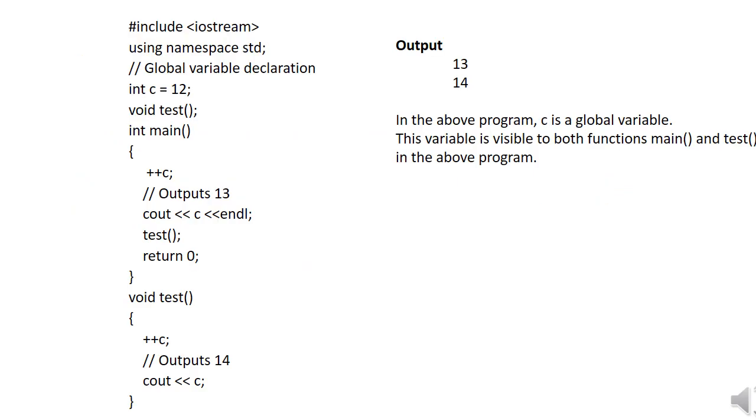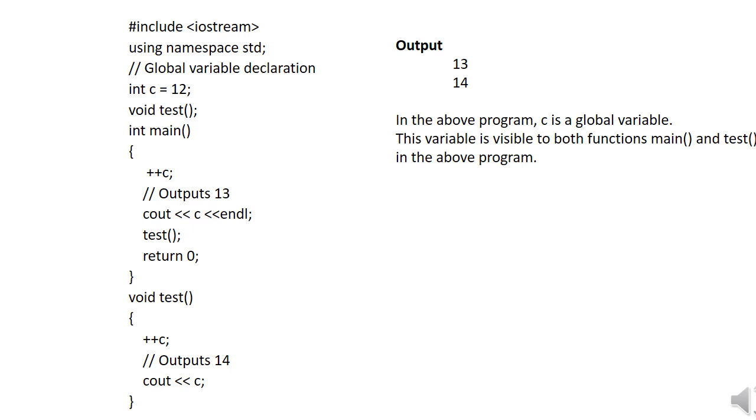This example will give you a clear idea about how a global variable works. Here I defined a variable C in the beginning of the program with a value 12. Then I started the main function. Inside the main function I incremented the value of C, so the value of C became 13. Then I displayed the value 13.